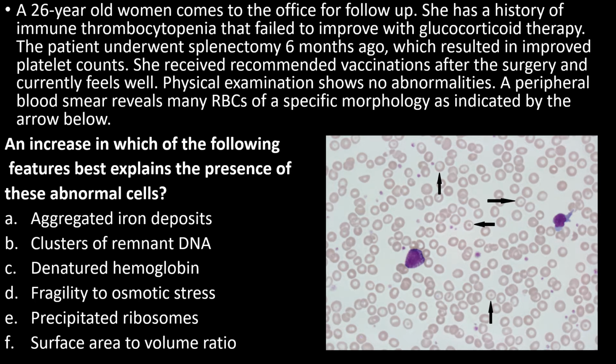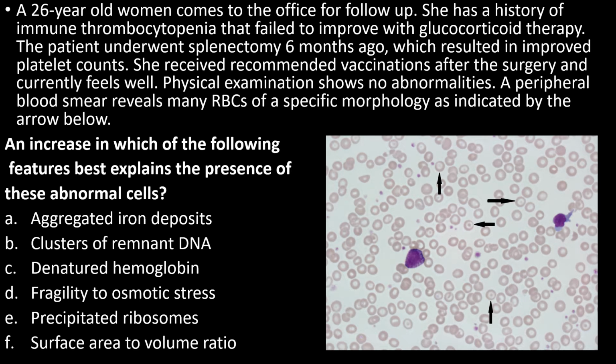The arrow in this case indicates target cells, which are red blood cells with a dark center, a surrounding halo of pallor, and a dark peripheral ring. They form in erythrocytes with an excessive surface area to volume ratio, which results in redundant erythrocyte cell membrane folding upon itself, thereby creating the appearance of a target.